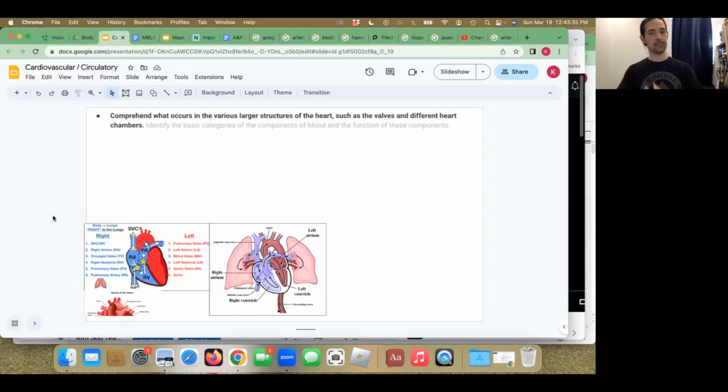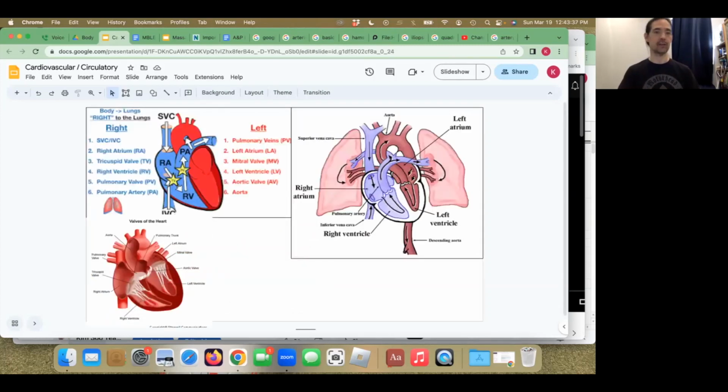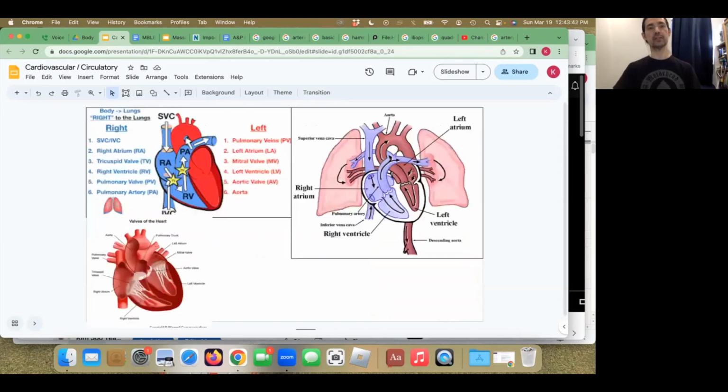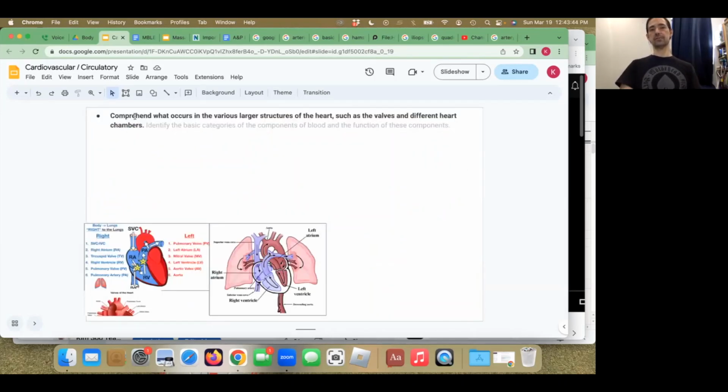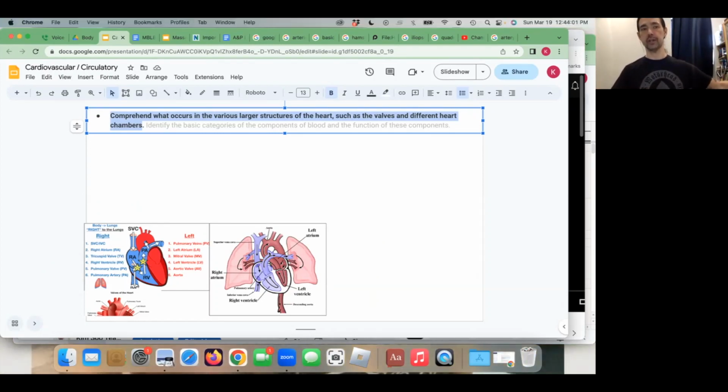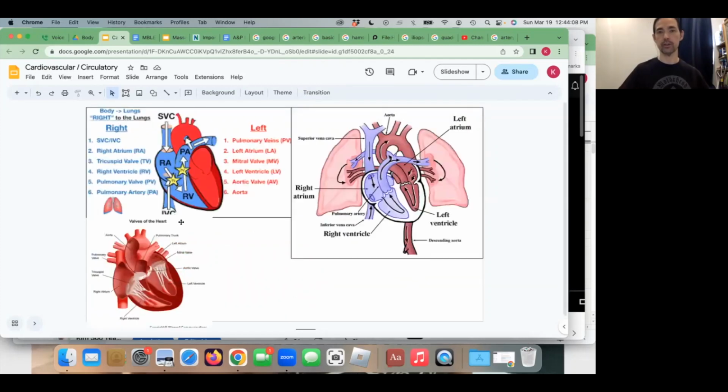So let's get into the flow of blood out of the heart toward the lung and into the body and back. There's 2 slides for this. So the first is just stating the learning objective or the study point, and that's to comprehend what occurs in the various larger structures of the heart, such as the valves and the different heart chambers, right? So what we're going to look at is the heart and the larger structures. And here's a small graphic of the heart and the lungs and the larger structures. And on the next page are the larger pictures.